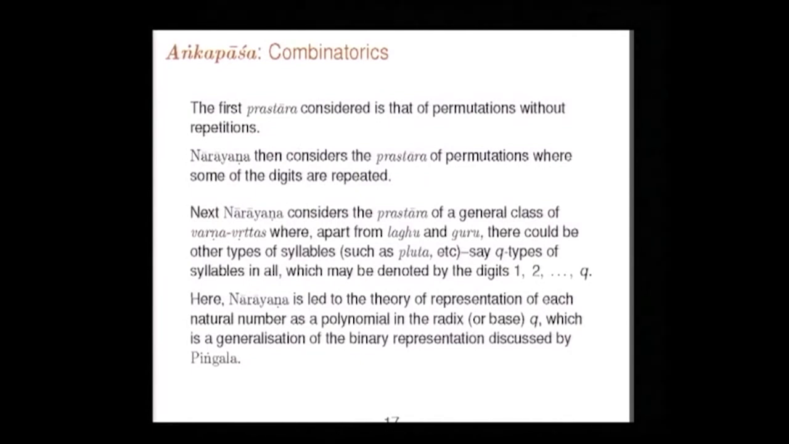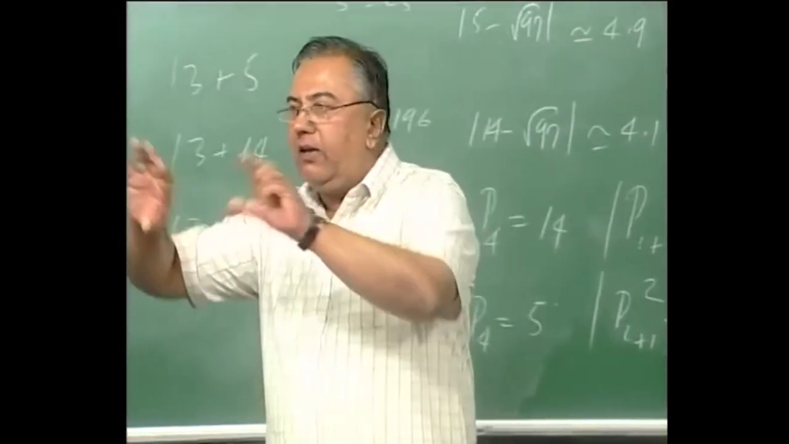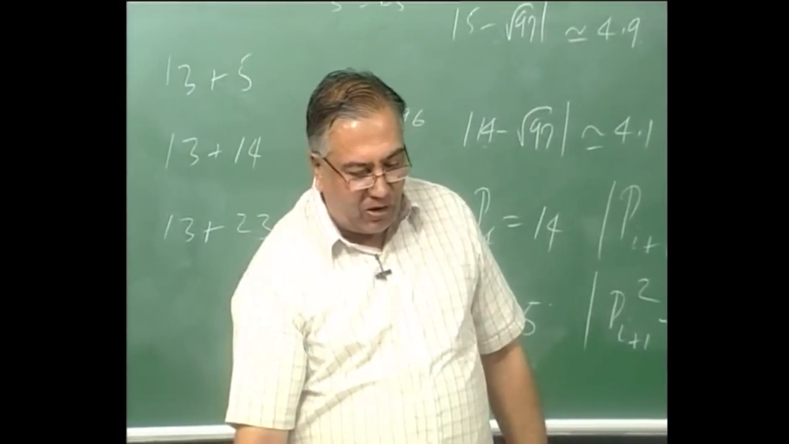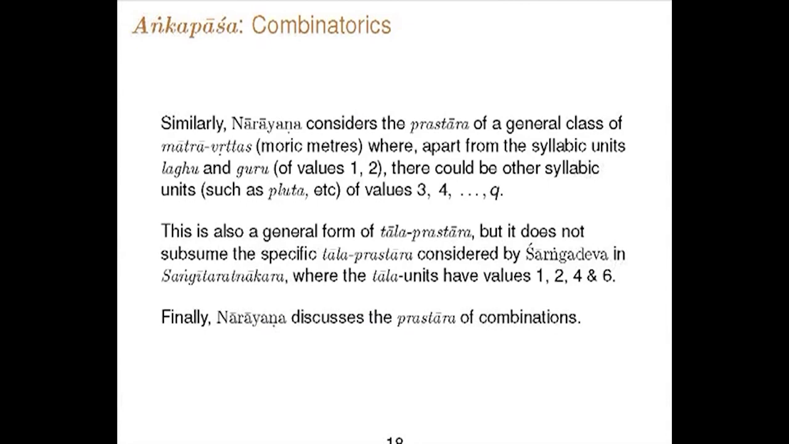conditions. So the first prastara is a permutation without repetition. Then he considers prastara permutations where digits are repeated. Next he considers the prastara which is a generalization of the Varnavritta, where instead of Lagu and Guru, there can be other kinds of syllables, Pluta, etc. So in general say q types of syllables, 1 to q. And this leads him to a theory of representation of each natural number as a polynomial in base q or radix q, which is a generalization of the binary representation of integers. So he is just working on all this as a mathematician, giving a complete mathematical framework for all the combinatoric problems. Then he goes to Matravrittas.